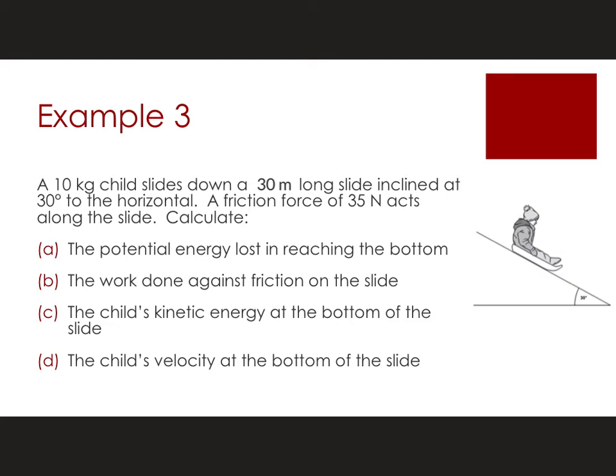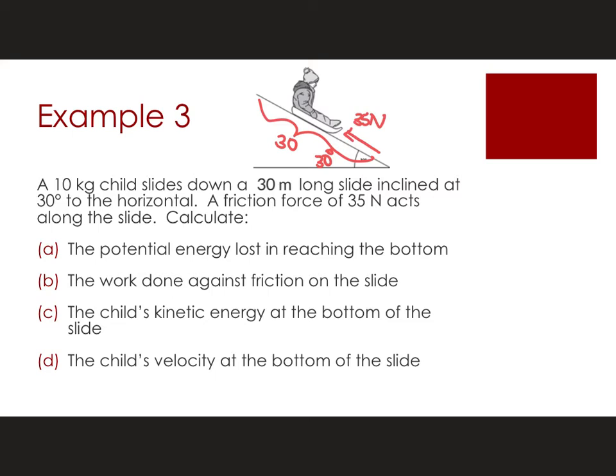Okay, example 3. A 10-kilogram child slides down a 30-meter long slide, inclined at 30 degrees to the horizontal. So that means along this distance, this is 30. We've got 30 degrees here. And a force of friction, remember that's parallel to the surface, is 35 newtons.